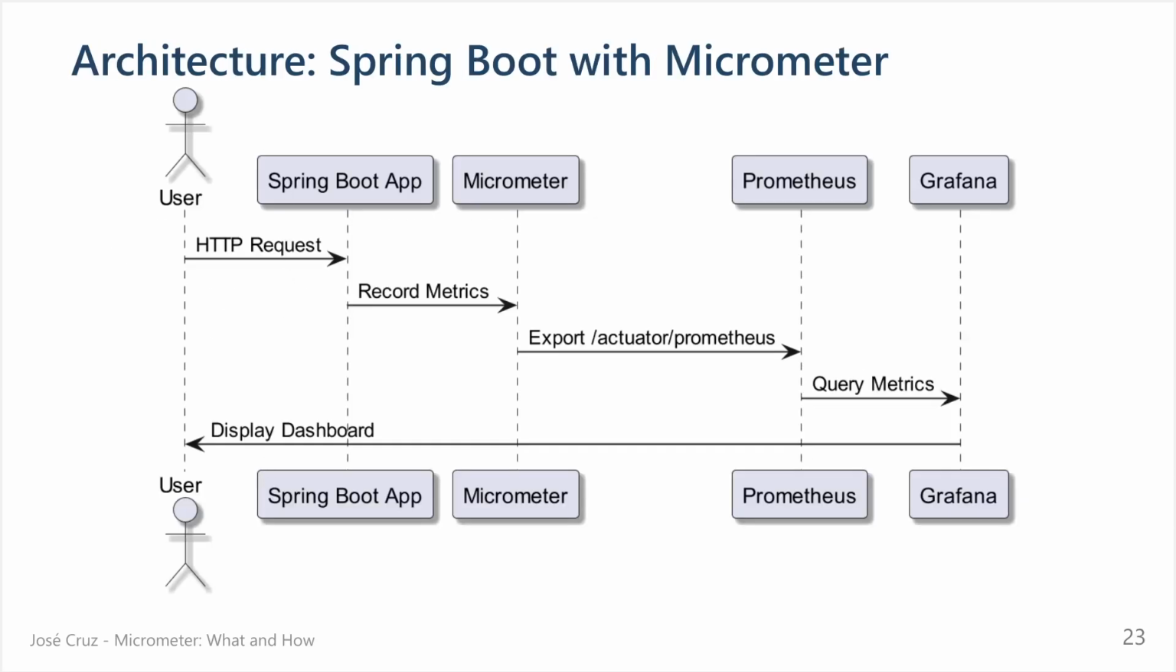So in terms of architecture, a simple view. You have your Spring Boot app, do an HTTP request. It will record metrics to Micrometer. Micrometer will export this to Prometheus, through this Actuator. And if you are using, for instance, Grafana, it can query metrics on Prometheus. In this video, I will not show you how to use Grafana. It's quite easy. You just install it and there is a connector to Prometheus if you want to see it.